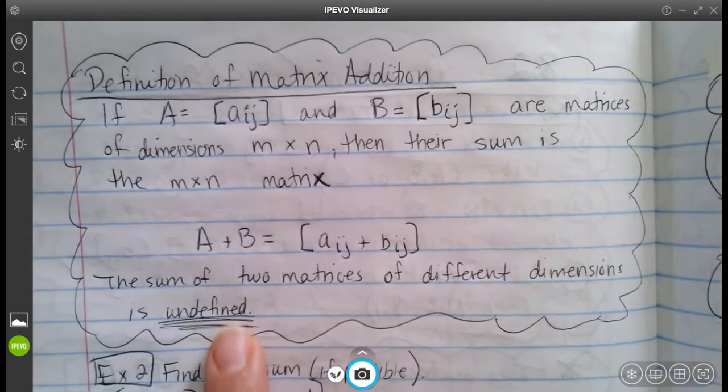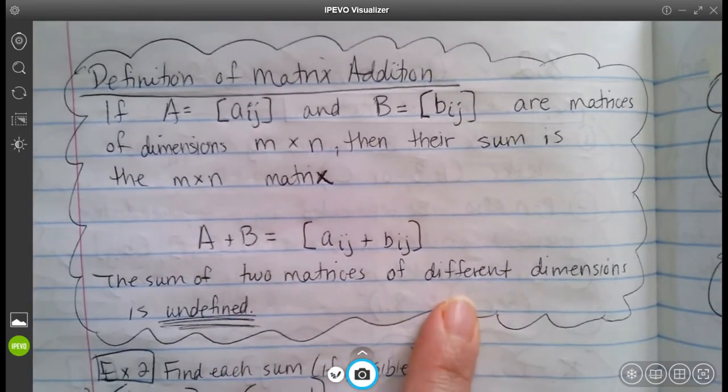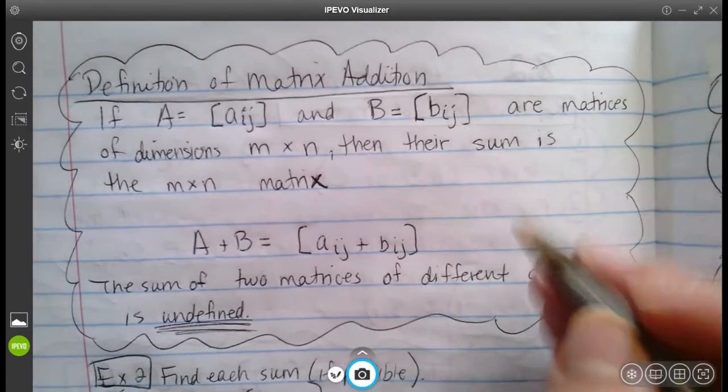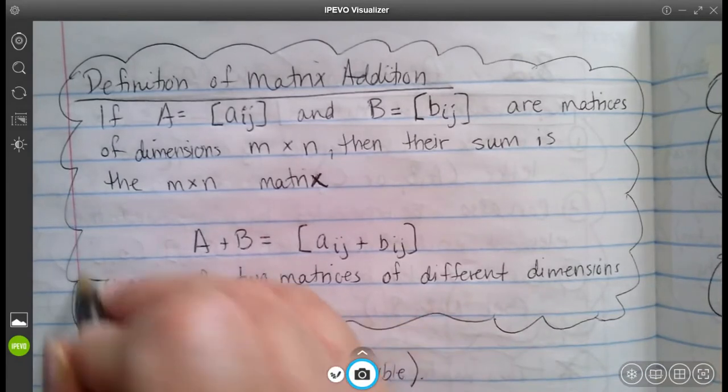Okay, and it does tell us here the sum of two matrices of different dimensions is undefined. So the dimensions do have to be the same. So this is super duper important right here.